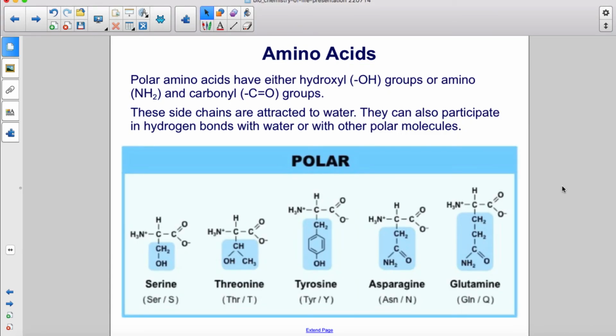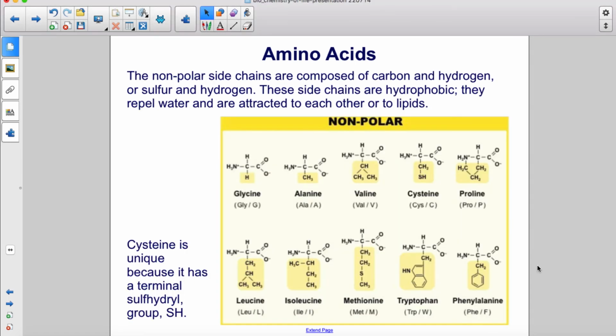Polar amino acids have either hydroxyl groups or amino and carbonyl groups. These side chains are attracted to water. They can also participate in hydrogen bonds with water or with other polar molecules. The nonpolar side chains are composed of carbon and hydrogen, or sulfur and hydrogen. These side chains are hydrophobic. They repel water and are attracted to each other or to lipids. Cysteine is unique because it has a terminal sulfhydryl group, SH.